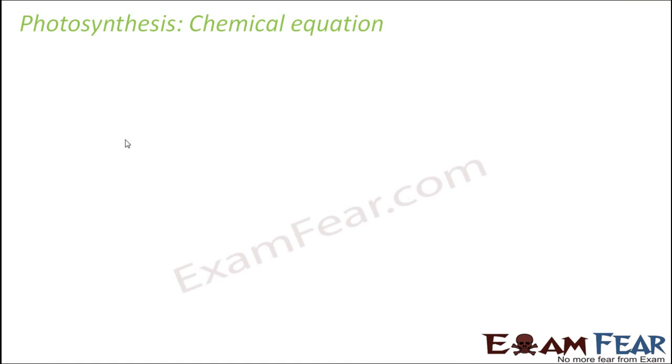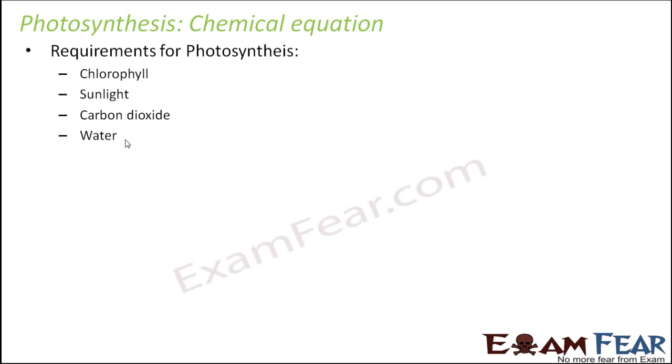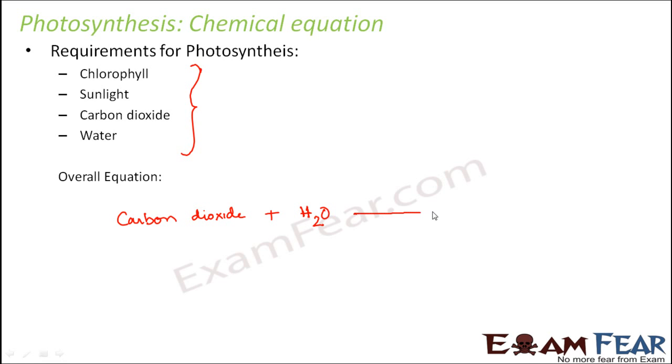So let us see what exactly happens during the process of photosynthesis. We see that these are the 4 things which are needed for photosynthesis to take place. So what exactly happens during this process? The carbon dioxide and water combine together in presence of sunlight and chlorophyll, and they form carbohydrates.